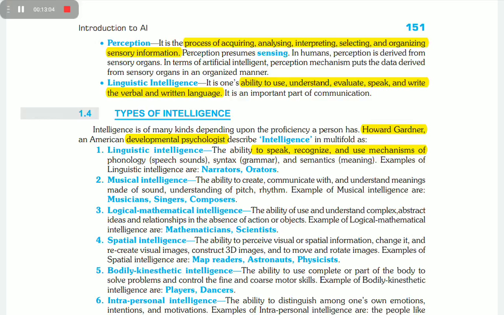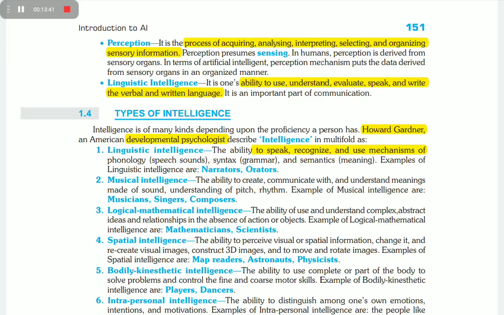Basically perception is the process of acquiring, analyzing the reports etc., interpreting, meaning giving our reports to the mind or searching. Selecting means selecting which is bad or which is good. So selecting the sensory information and organizing them by categories, or you can say categorizing the sensory information.